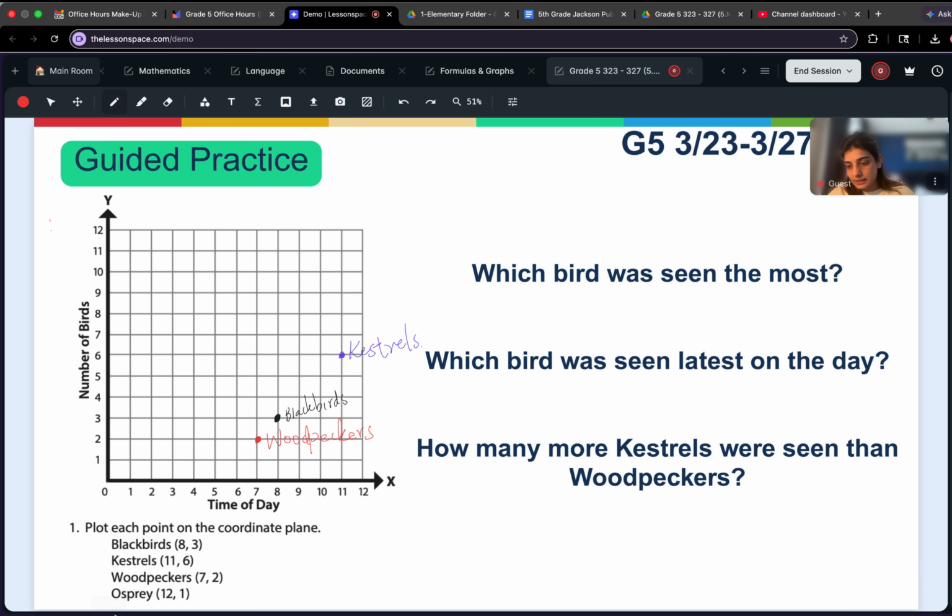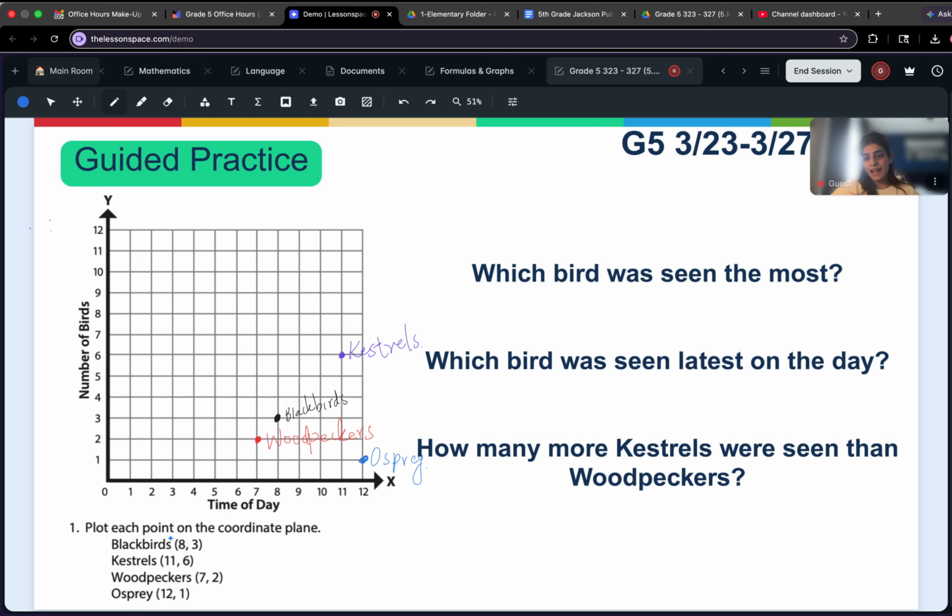All right, last is osprey, and the coordinate points are 12 and 1. Let me change my color. 12 and 1, so 12 here and 1 here. This is osprey.